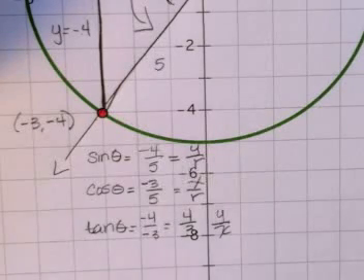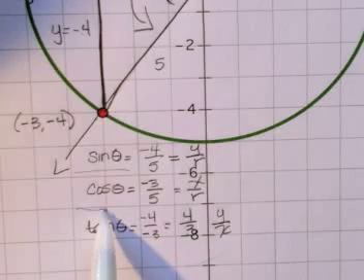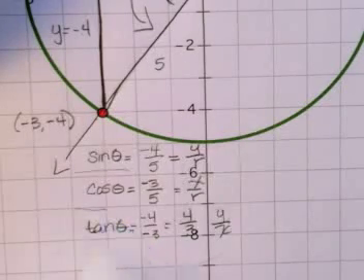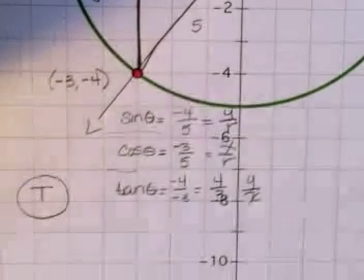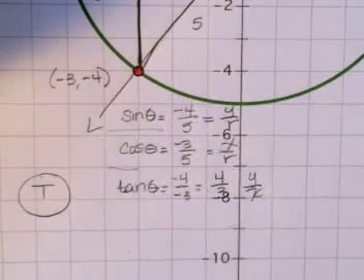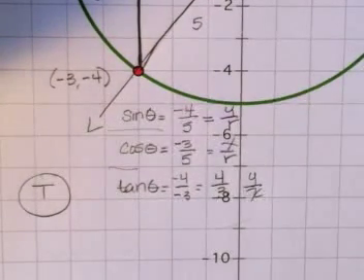So if you take a look at my three trig ratios, sine and cosine have become negative in quadrant 3, but tangent is my only positive trig ratio in quadrant 3.